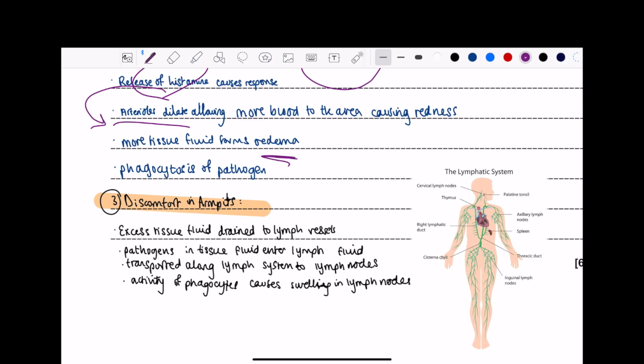So yeah, here's what happens: excess tissue fluid is drained to the lymph vessels. Pathogens in tissue fluid enter the lymph fluid and are then transported along the lymphatic system to the lymph nodes, right? Lymph nodes are just everywhere, really. And then the activity of the phagocytes causes swelling in the lymph nodes. And that's why we have discomfort in armpits.